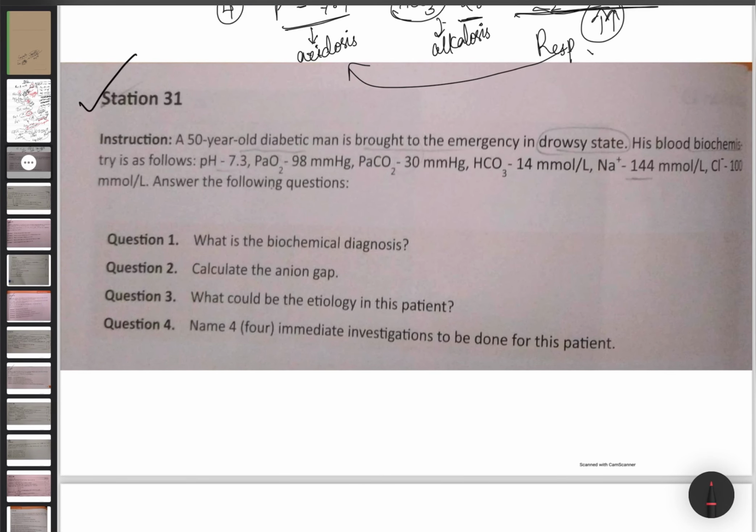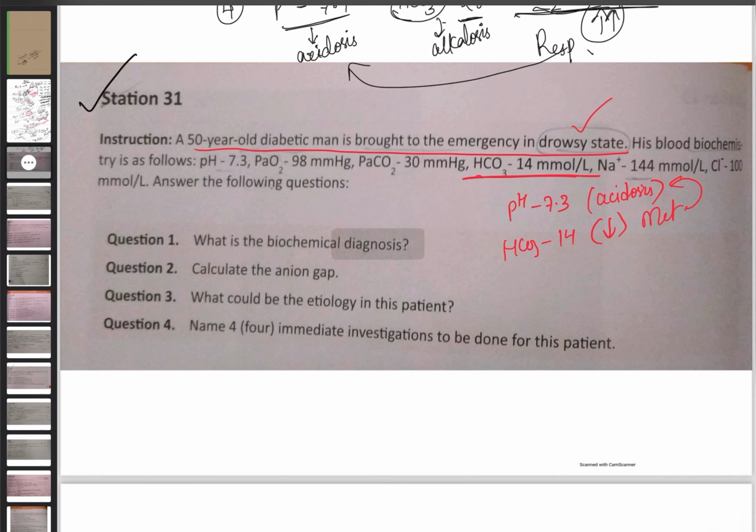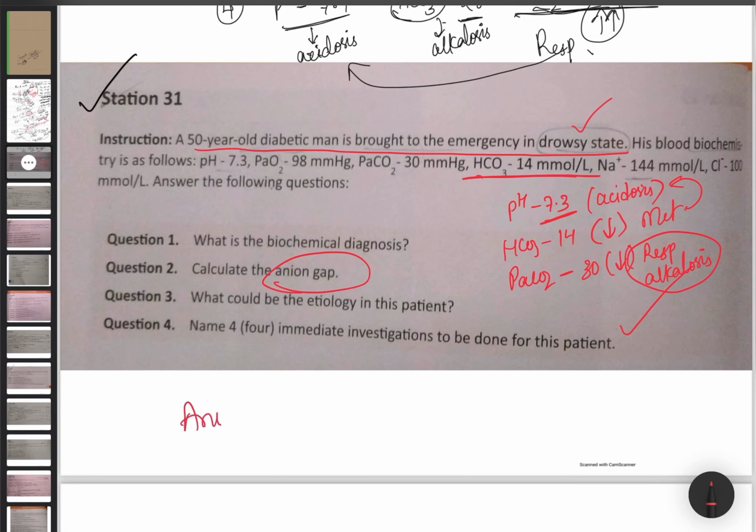Now we will solve some problems. A 50-year-old diabetic man is brought to the emergency in drowsy state. His blood biochemistry is pH is 7.3, so it is mildly towards the left side, so you can decide that it is acidosis. We will go through stepwise. Our second step is seeing bicarb is 14, that means it is low, so metabolic component contributes to acidosis, yes. Then what about PaCO2? PaCO2 is 30, that means it is low. 35 is normal, so 30 is low, so respiratory has alkalotic component which is partially compensating, that's why pH is still 7.3. Okay, that's it.